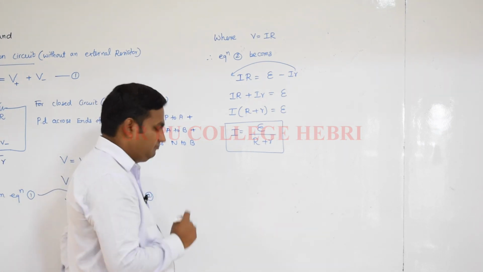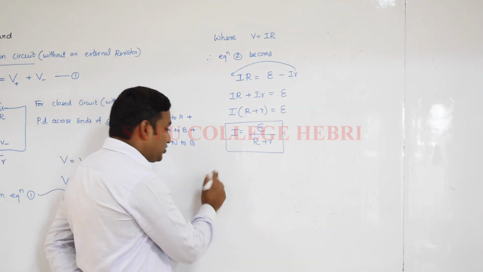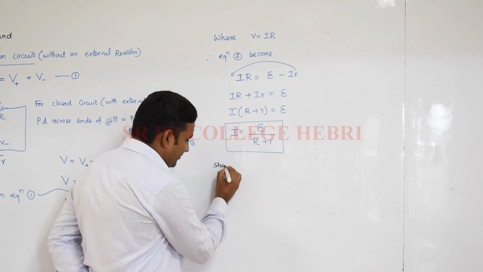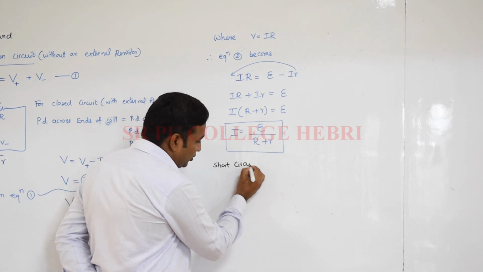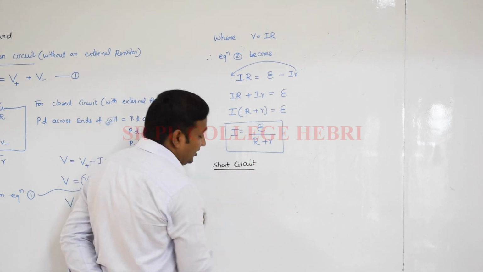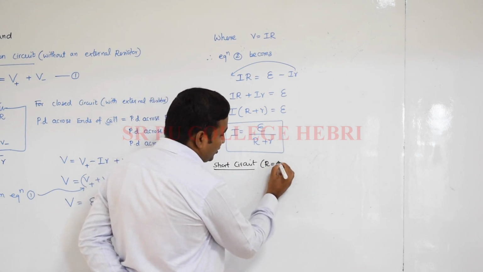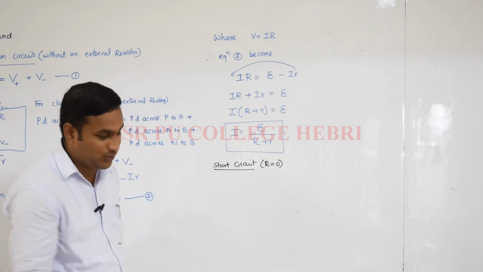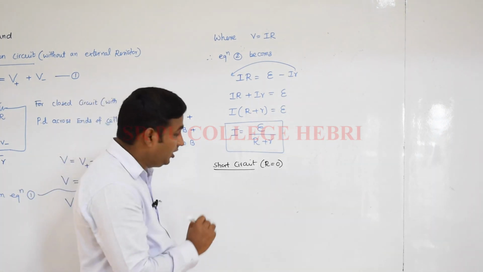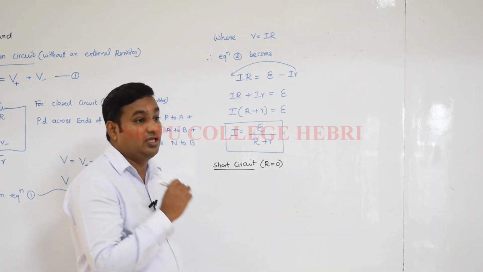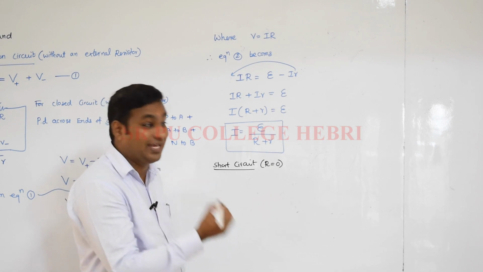And again, in the case of a short circuit, where the R value is equal to 0, automatically the current drawn from the cell becomes maximum.